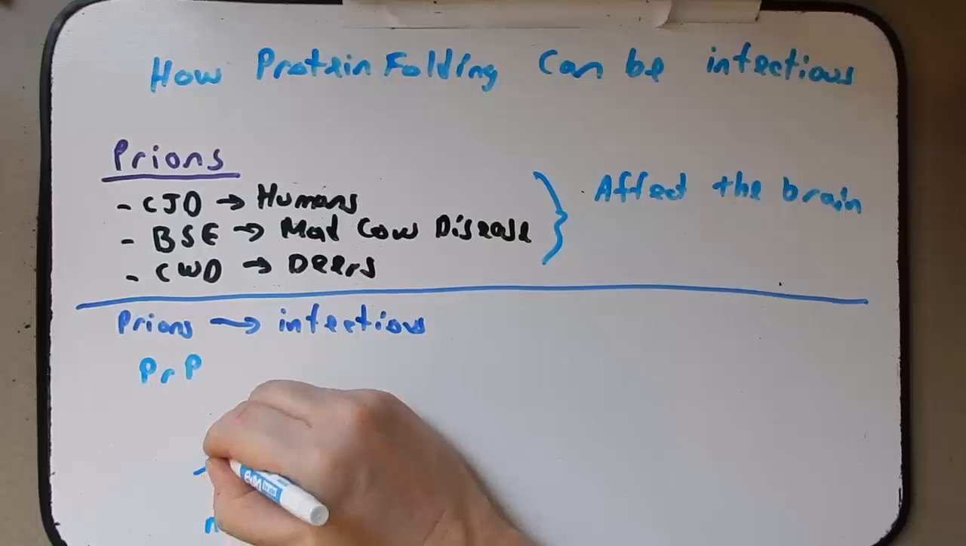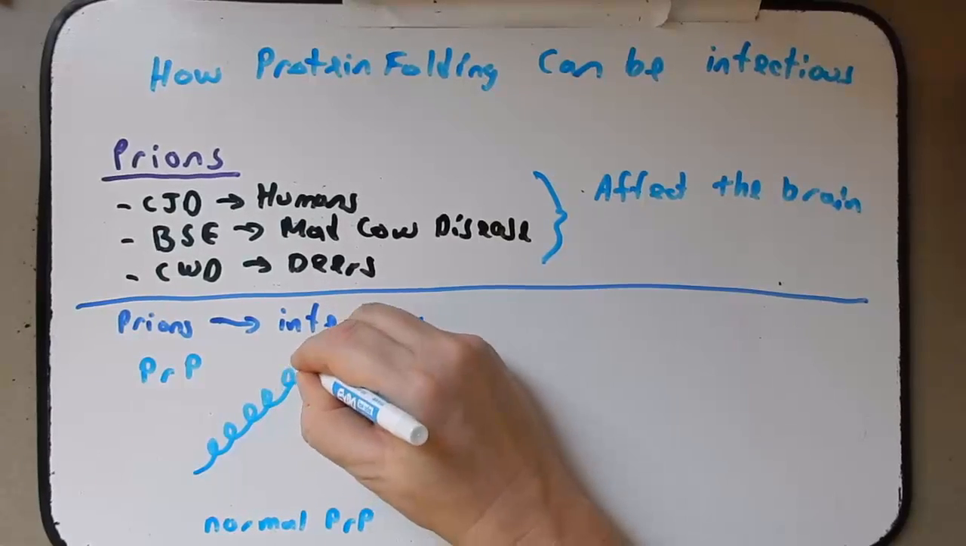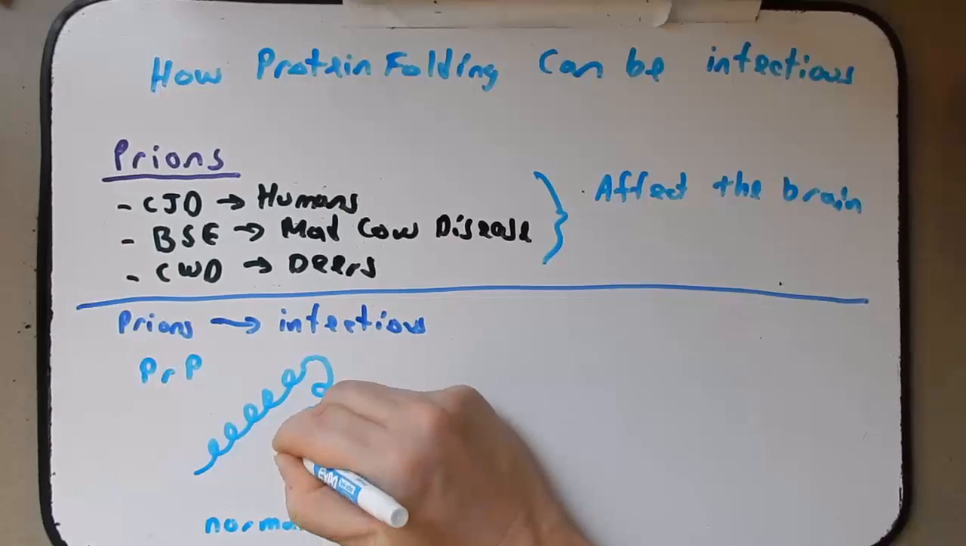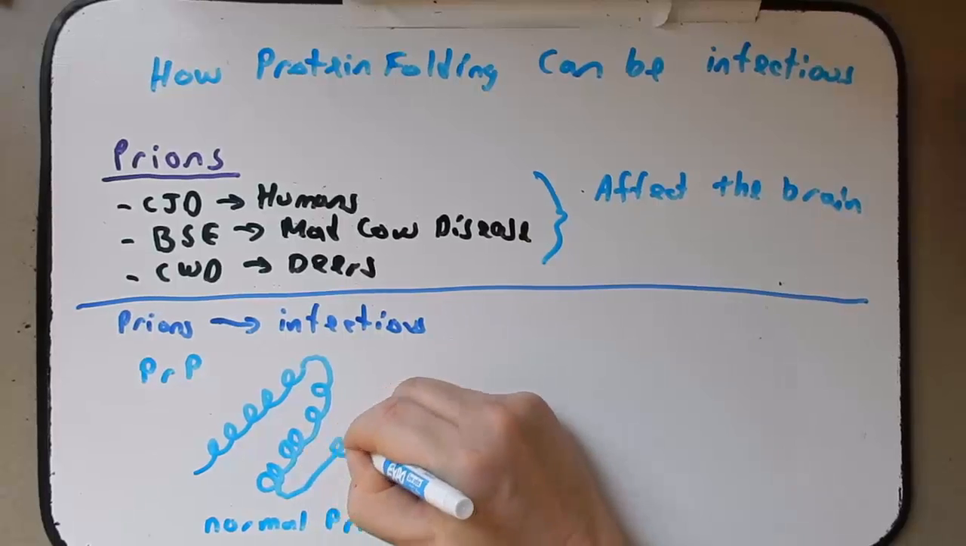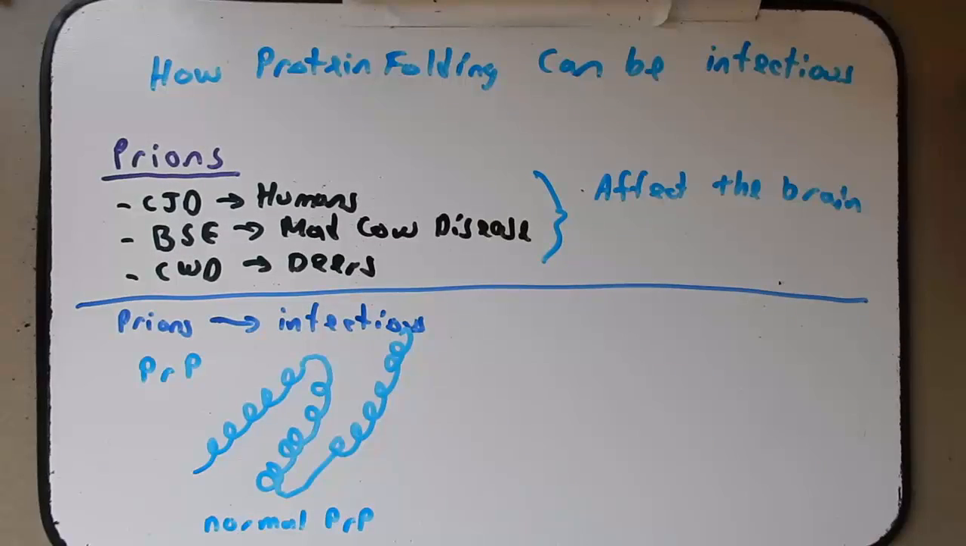Though I'm not going to draw this structure completely accurately, the normal PrP will have a series of alpha helices. And so now this normally folded PrP protein can do its job. We'll talk more about this in class, but what I want you to know for now is that the normal PrP forms these alpha helices, predominantly alpha helices.